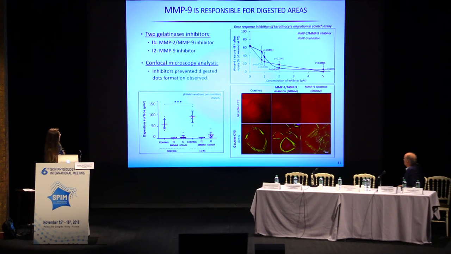Our confocal microscopy analysis revealed that the use of the inhibitors prevented the formation of these black dots observed in our controls. These results are shown in both cases with cells treated or not with LG45, suggesting that MMP9 is responsible for these digested areas. We have performed several scRNA experiments recently in the lab that confirmed these results.